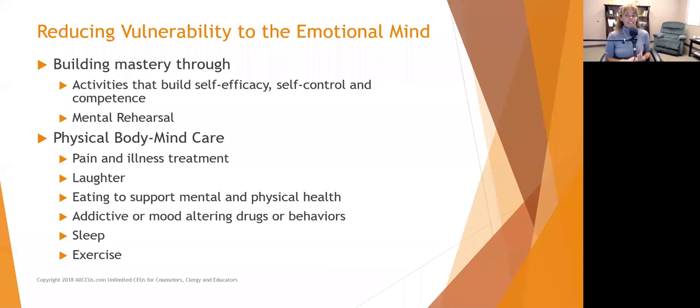Avoid addictive or mood-altering drugs or behaviors, because whether it's gambling or cocaine, when you're flooding your synapses with dopamine and norepinephrine and glutamate all the time or regularly, you're going to have changes in your brain that make it more difficult to feel happy emotions, and more difficult to feel pleasure without engaging in those behaviors.